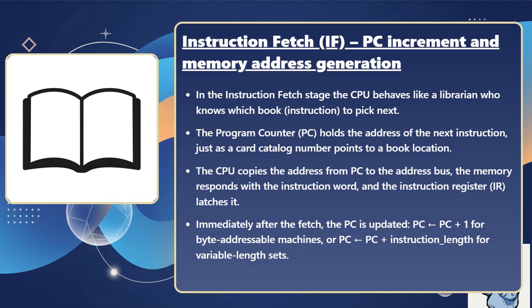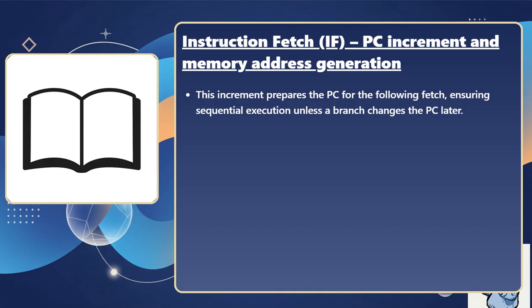Immediately after the fetch, the PC is updated. PC becomes PC + 1 for byte-addressable machines, or PC becomes PC + instruction length for variable-length instruction sets. This increment prepares the PC for the following fetch, ensuring sequential execution unless a branch changes the PC later.